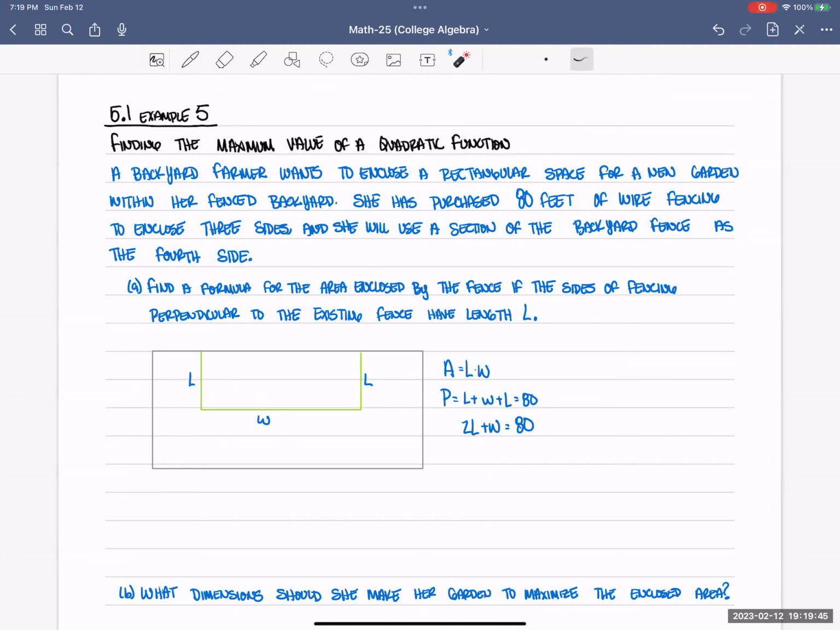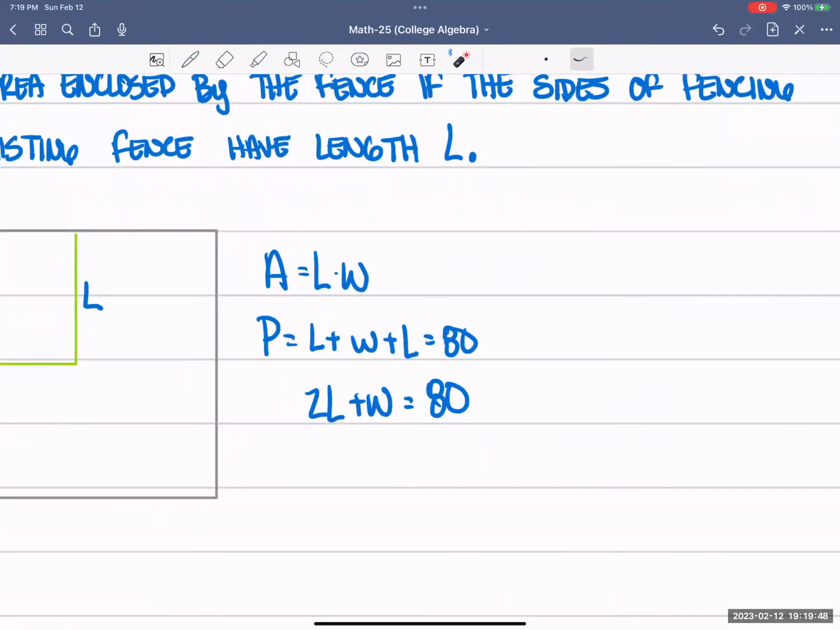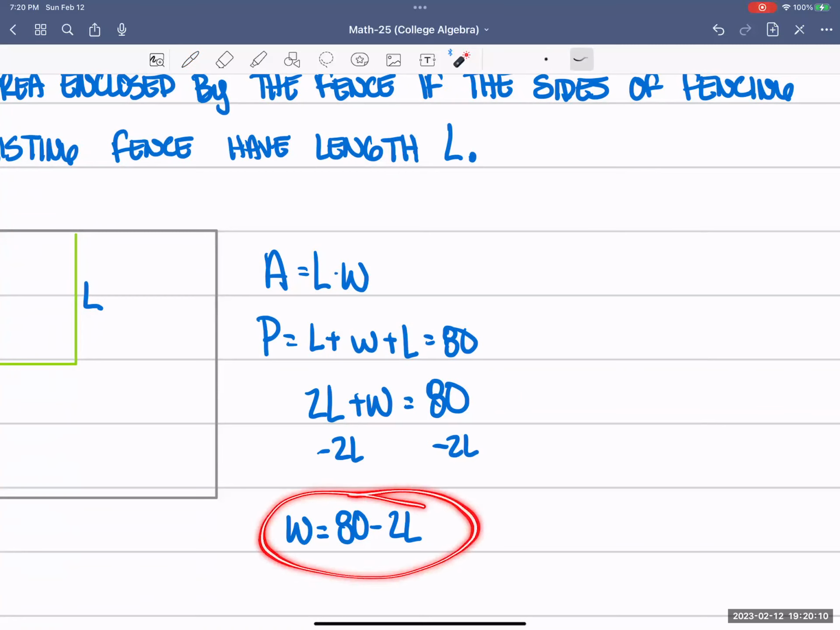I find it easier to be in terms of length. So what I'm going to do is set this part of the equation equal to W. So minus 2L, minus 2L. So width in this case is going to be our 80 minus 2L. And what we could do is plug this in for W here. That way we have area in terms of L. So combining these two.